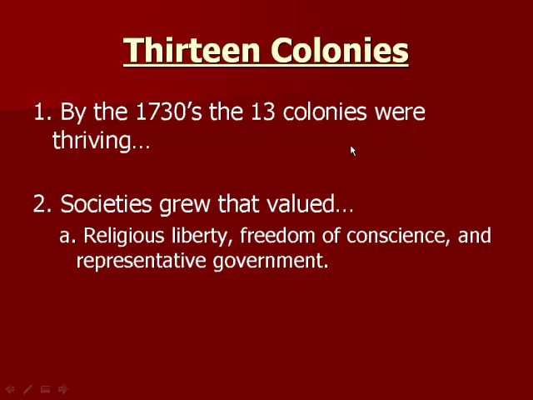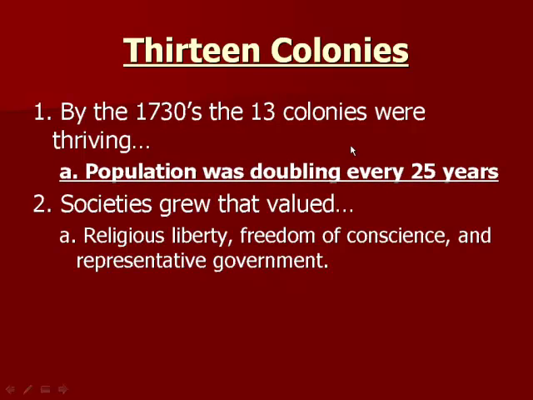So what we have now is that England is controlling all of these 13 colonies, and by the 1730s, the 13 colonies were thriving, which means they're doing very well, and the population was doubling every 25 years, which is pretty remarkable. So if it's 500,000 people in 1700, by 1725 it's 1 million people, and by 1750 it's 2 million people, and it just keeps doubling and doubling and doubling. So societies grew that valued religious freedom, freedom of conscience, and representative government.